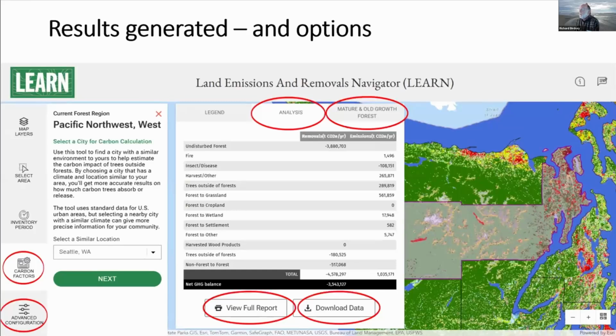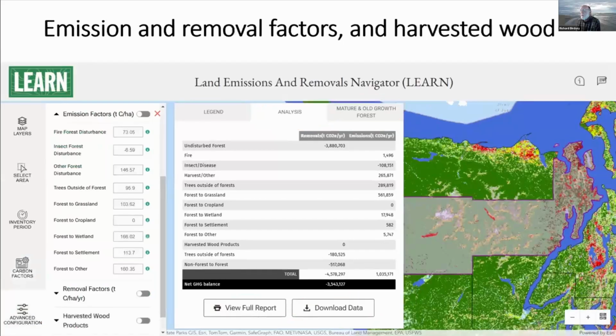There's an analytical report that I mentioned earlier. There's a pending analysis of the area of mature and old growth forest, as well as whether those forests are protected or not protected. Are they in wilderness areas or are they in national parks and so on? And you have the options of viewing the full report or downloading the data. Then on the lower left, we can take a look at the carbon factors that were calculated for this area.